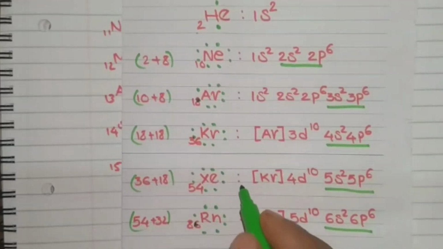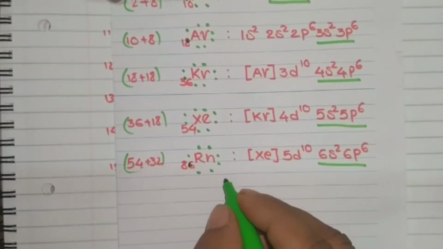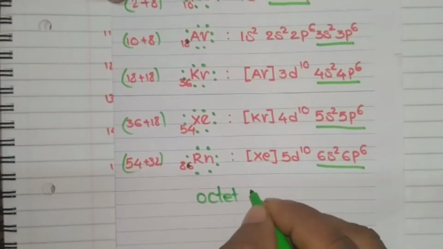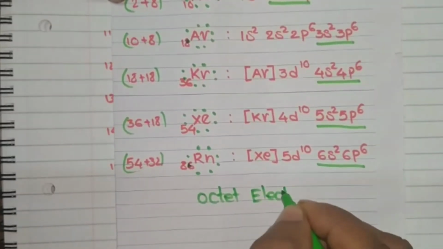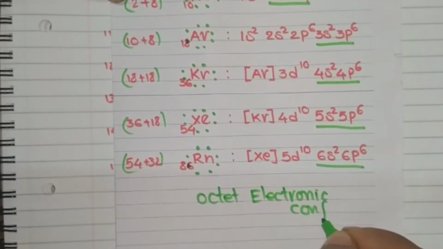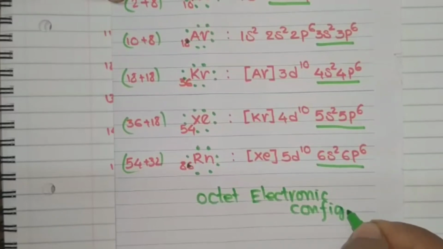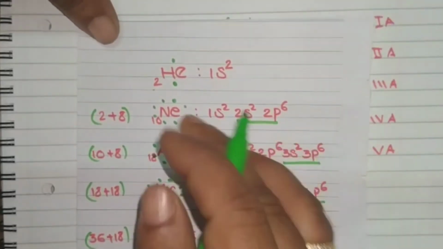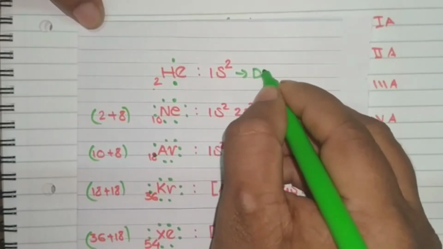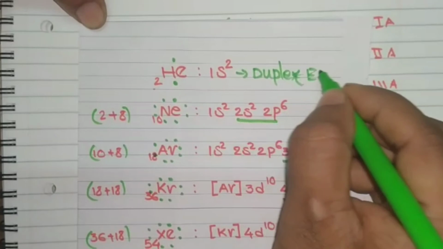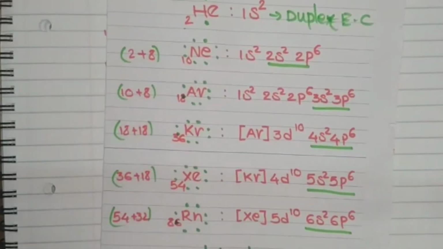Right? So this group of elements is called octet. They obey the octet electronic configuration, except for helium, which has the duplet electronic configuration, right? Thank you.